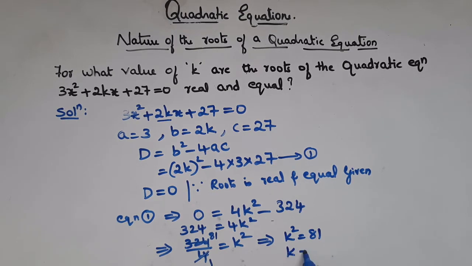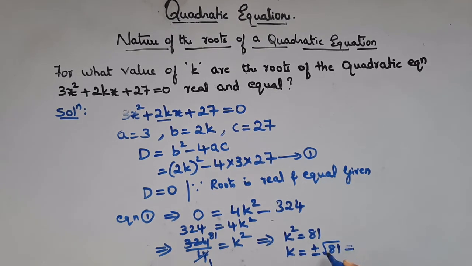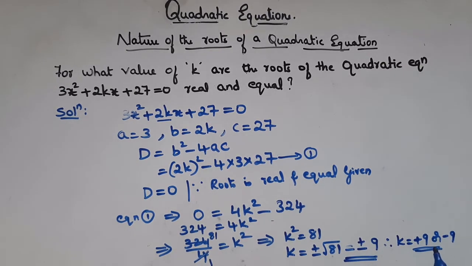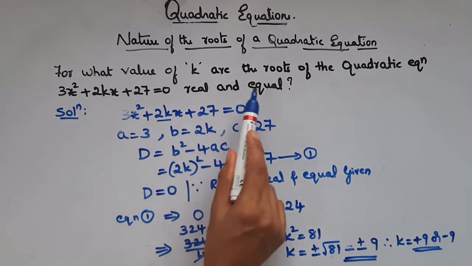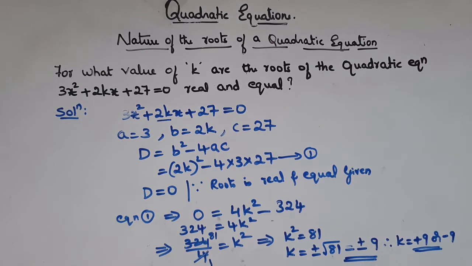That means k is equal to plus or minus square root of 81, which is nothing but plus or minus 9, as 9 9s are 81. So therefore k is equal to plus 9 or minus 9. That means for k is equal to plus 9 or minus 9, the nature of this equation will be real and equal. We will see one more example.